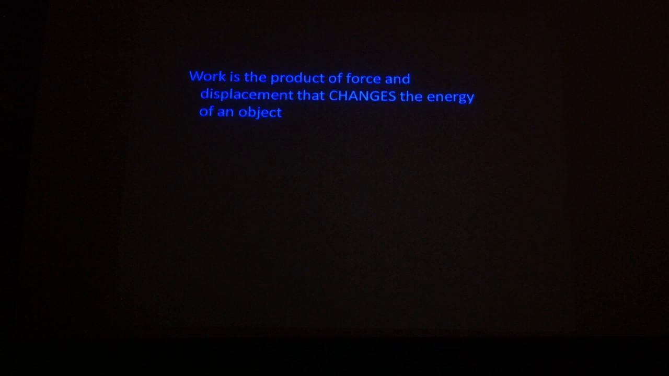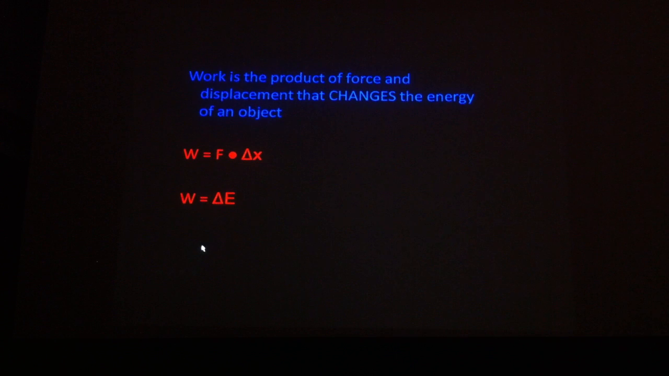So work is defined as the product of force and displacement that changes the energy of an object. So remember, product is multiplication. So here we see the force times the displacement will change the energy of an object. Okay? And so we can calculate the work done by either multiplying the force in newtons times the distance in meters that force is applied, or by calculating how much the energy of the object changes. So if the kinetic energy is increasing, because the velocity is increasing, if we can calculate how much that kinetic energy increases, we know exactly how much work was done.